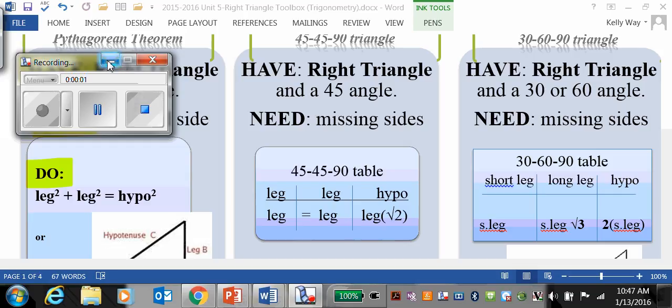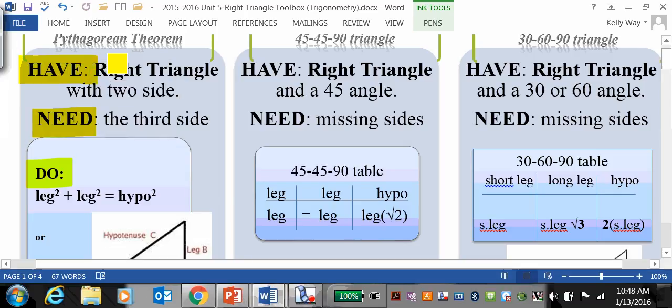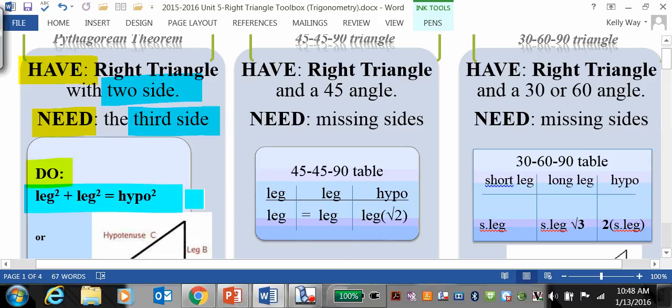Page five. Whenever you see a right triangle, use your reference booklet cardstock. This is what you do: you look at the documents you need. First one: if you have two sides of a right triangle and you need a third side, use the Pythagorean theorem. Goes like this. Have two sides, need a third side, do it with me.